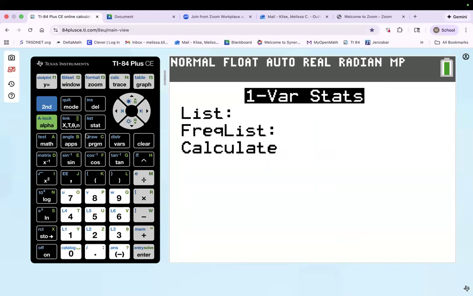So if mine is in list one, I would do second one, and it puts L1 there. If it was in list two, I would put second two, and it puts L2 there. I'm going to go back and put L1 in there again. So whatever list it's in, you do second and then the number on the number key. We're leaving this blank. This right here means frequency list. We're leaving it blank. Go down to calculate. Now I'm going to hit enter and stuff's going to happen.